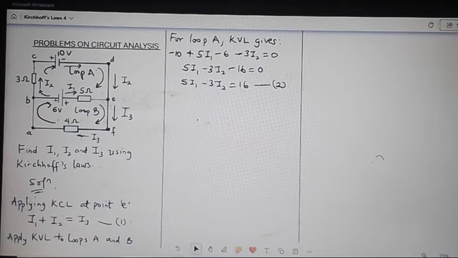Then we go to loop B. Now, one thing you need to know in loop B is that the 5 ohm resistor we worked with in the first loop will not make us ignore it in the second loop. It cuts across both loops. So we'll work with loop B separately. So for loop B, KVL gives us this.